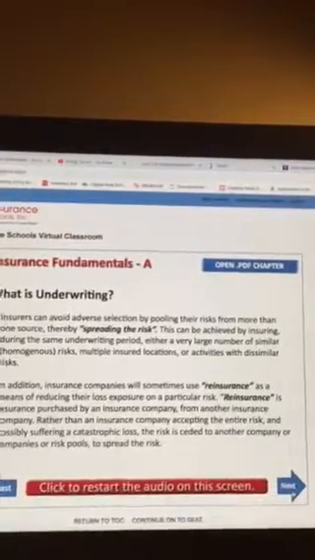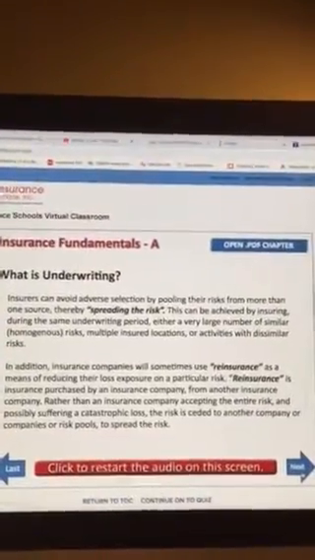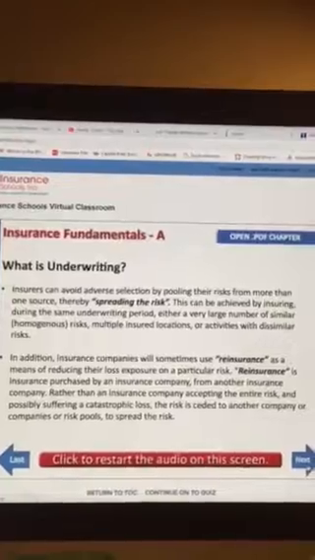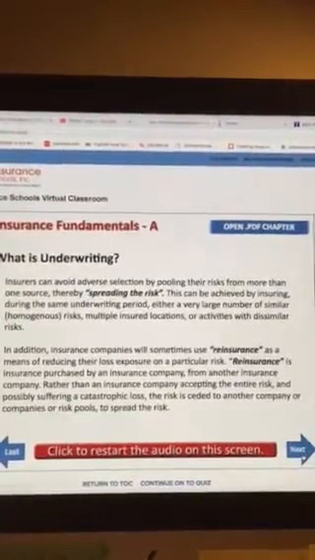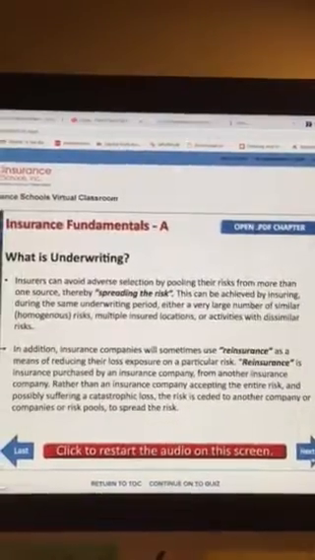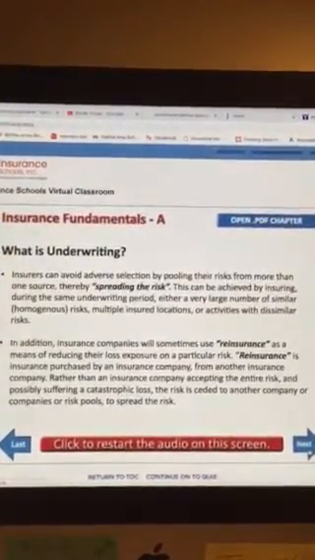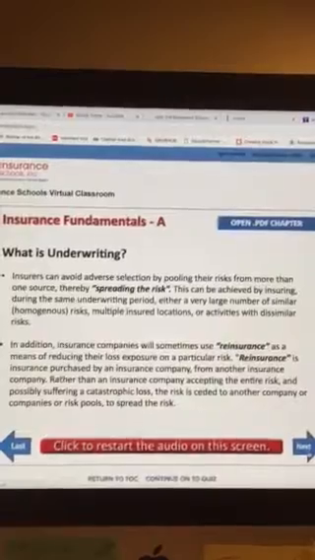Insurers can avoid adverse selection by pooling the risks from more than one source, thereby spreading the risk. This can be achieved by insuring, during the same underwriting period, either a very large number of similar risks, multiple insured locations, or activities with dissimilar risks.